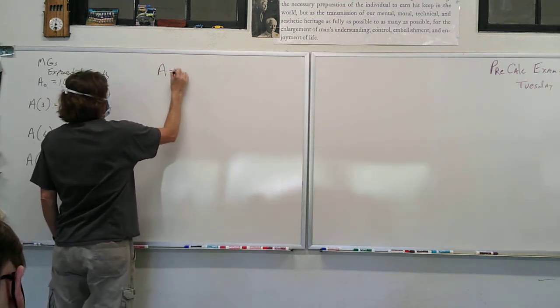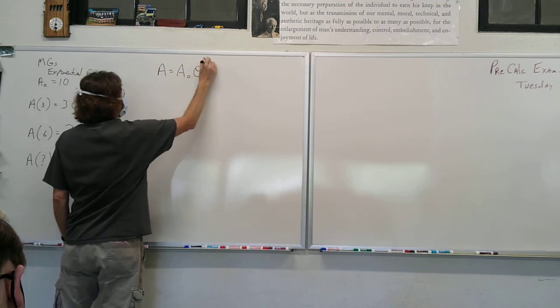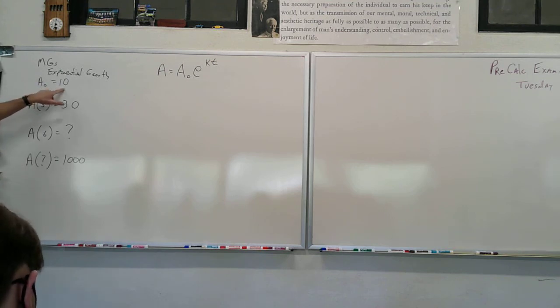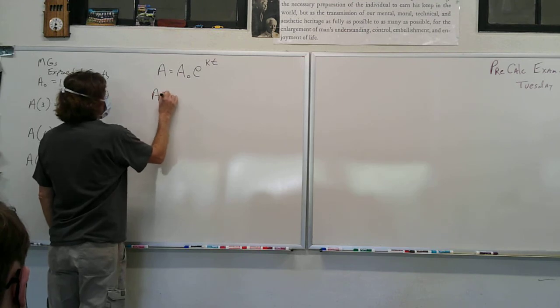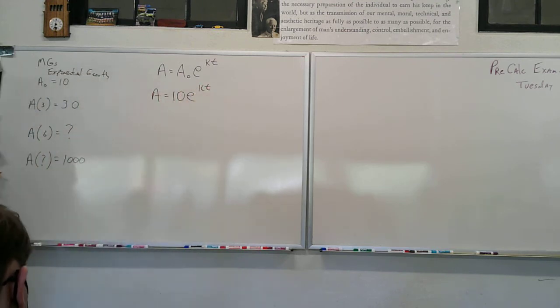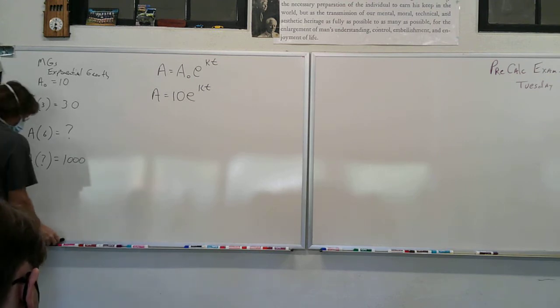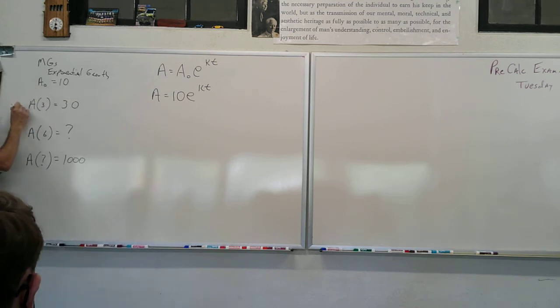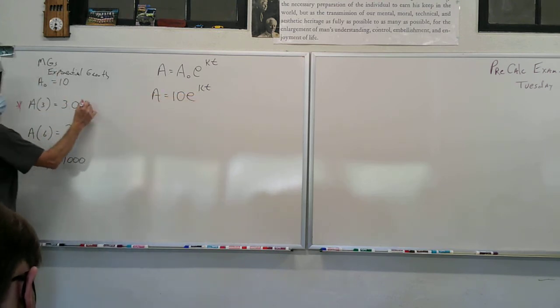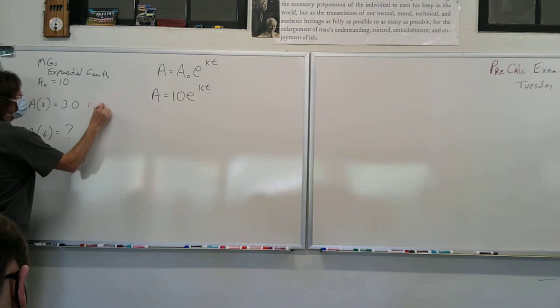A equals A sub 0 e to the kt. Well, the catch is A sub 0 is equal to what? 10. Put the 10 in. Don't skip this step. You put the 10 in. Now, use that information and get the 10. Then, you use this information to find k. You've got to find k. This bit of information right here helps you find k.